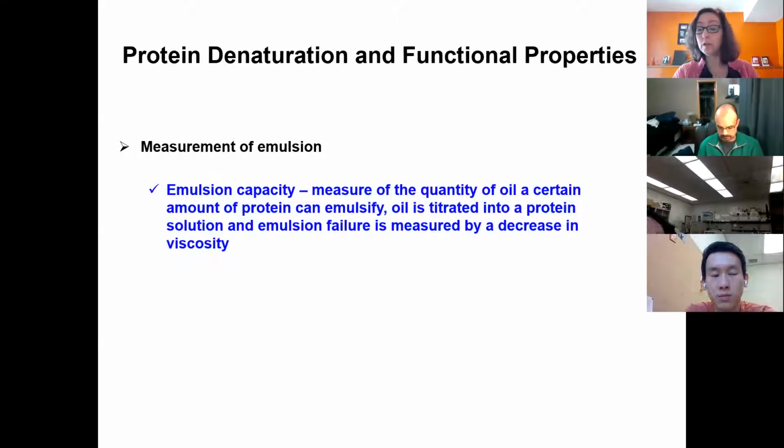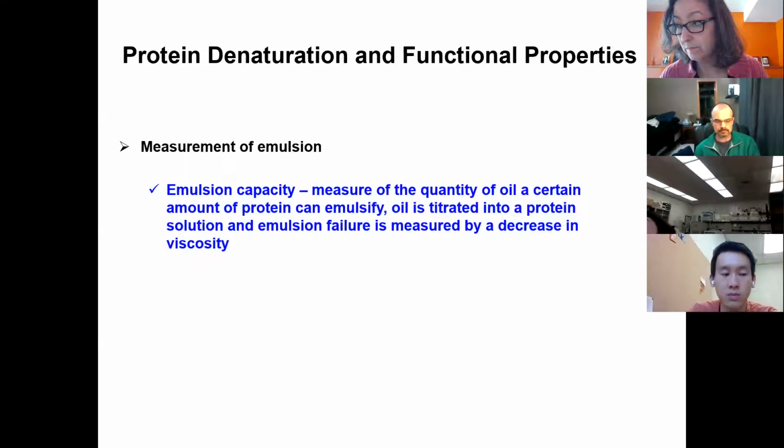All right, so I have a question. Yes. So let's say if I use 2% protein concentration instead of 1%, will the protein emulsify twice the amount? Is it always inversely proportional? No, there is no linear relationship.